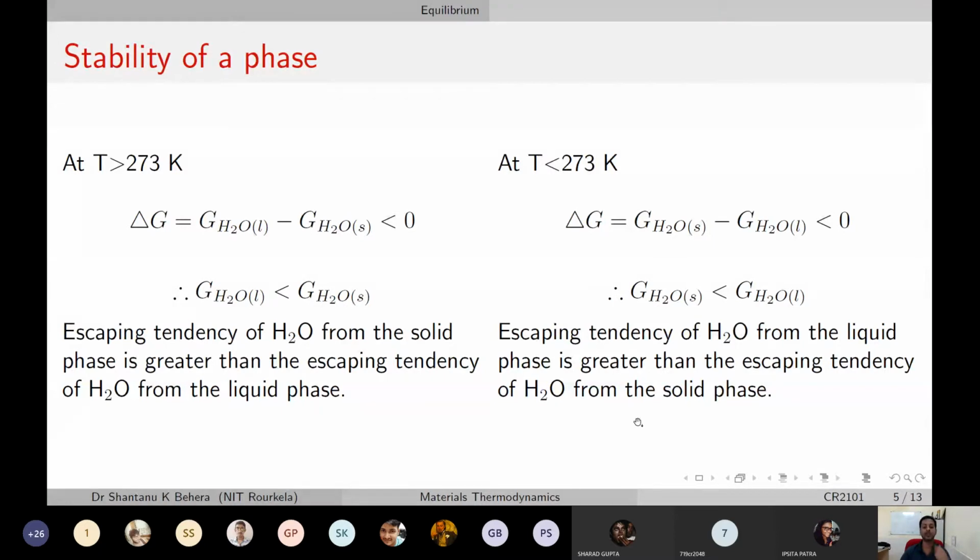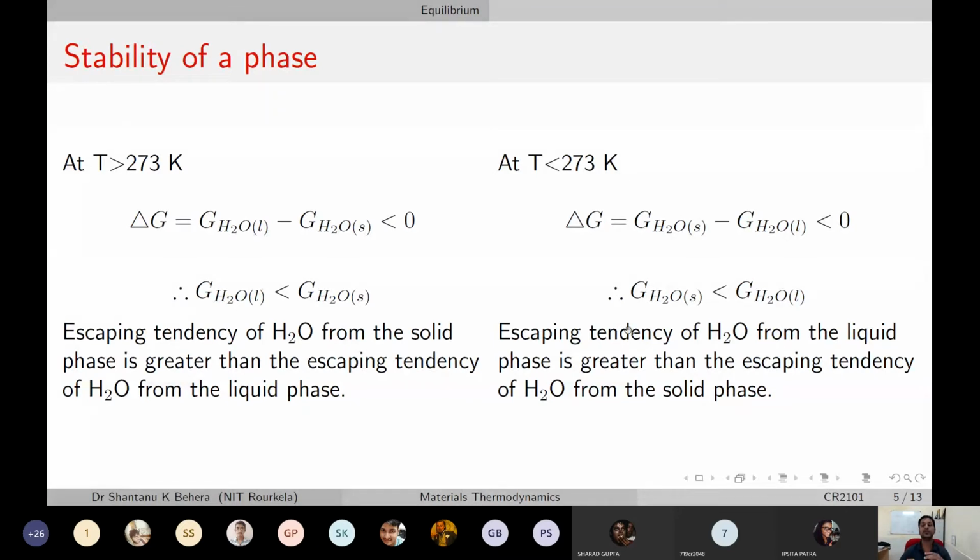That's why we say that water is stable in the solid state at a temperature less than 273 Kelvin when the pressure is 1 atmosphere. I think it's very easy to understand because you know what's the natural thing for water to be when the temperature is lower. And this is where T is more than 273 Kelvin, and water would like to be in the liquid state rather than in the solid state.